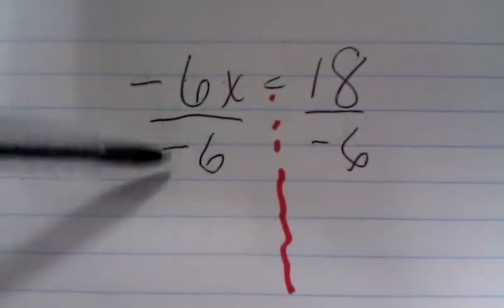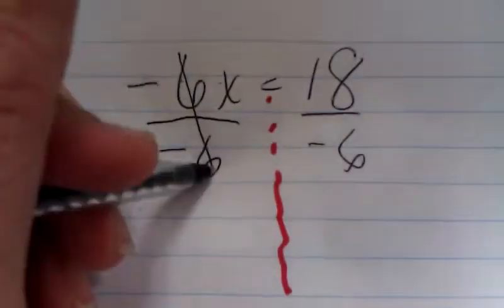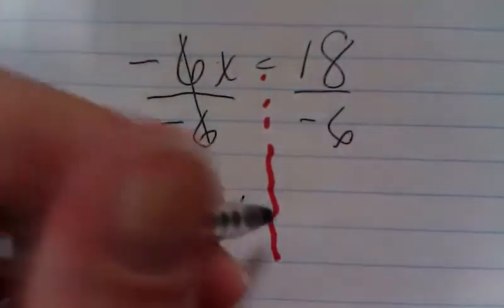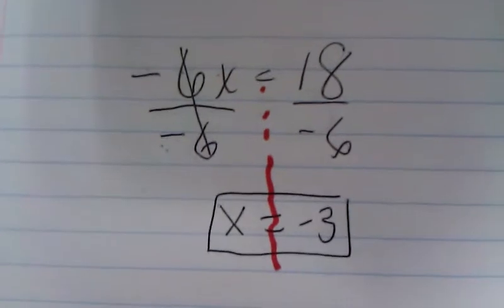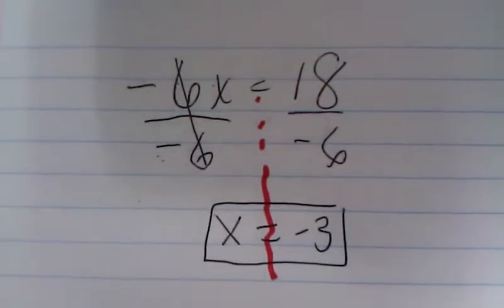A negative divided by a negative is a positive. That's why we're doing this, so that this can become a positive x, and that equals negative 3. There's my equation. There's my answer to my equation.